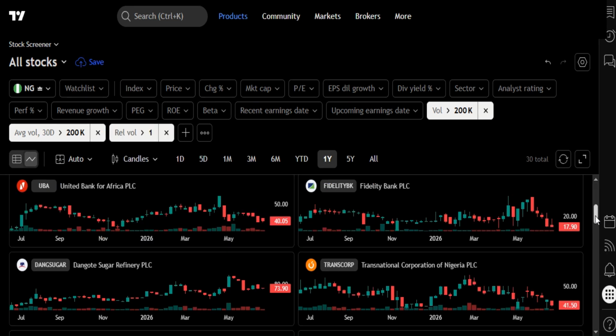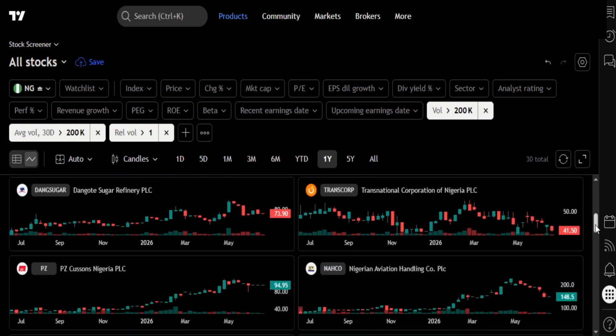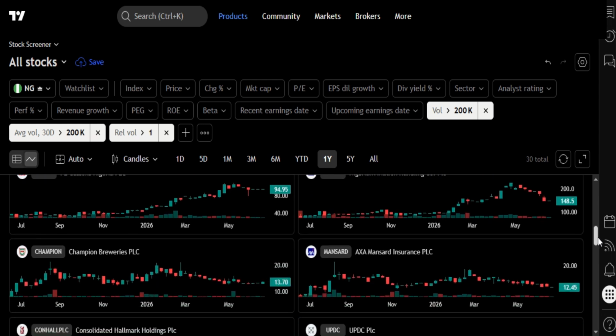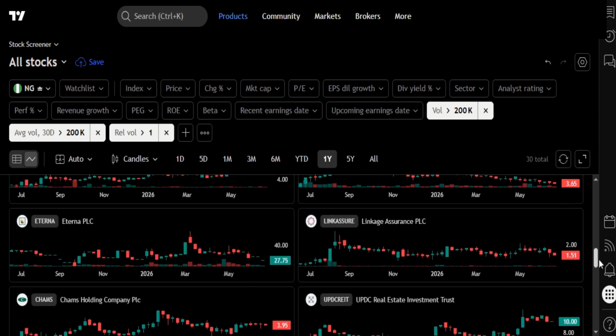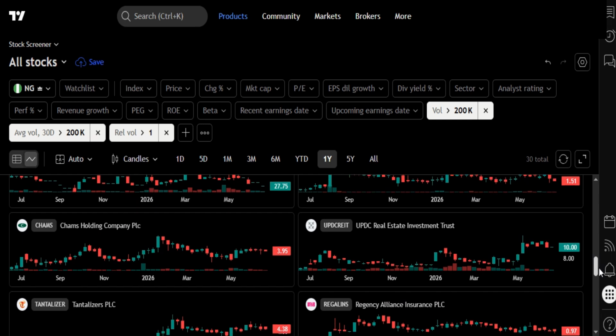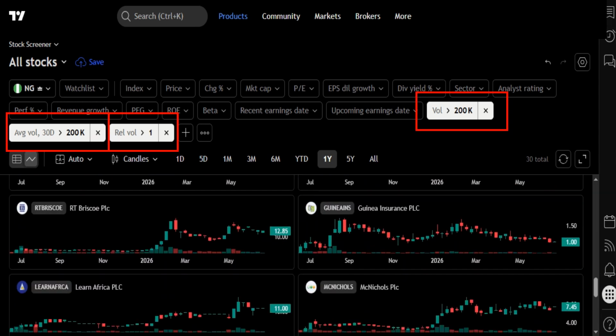Now, here's a hidden liquidity trap many traders fall into. A stock may suddenly show huge volume for one day. Maybe there was positive news. Maybe there was speculation. Maybe a large investor entered. You, as a beginner, see that spike and assume the stock is liquid. But after that one day, the activity disappears. That's why I never rely on today's volume alone. I combine volume, average volume, and relative volume together. This helps identify stocks that are active today and consistently active over time.